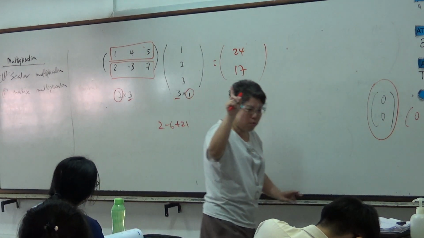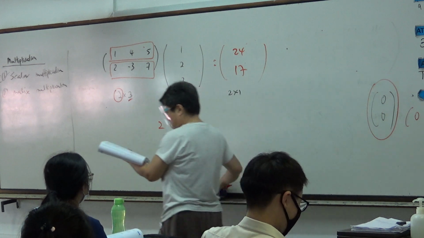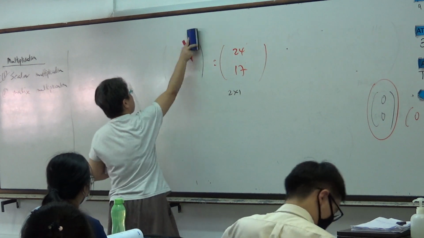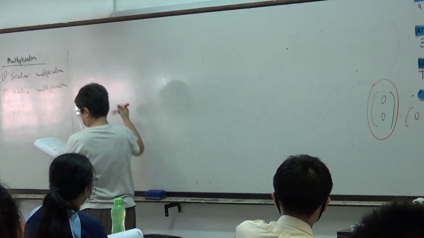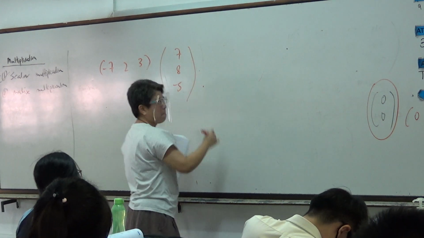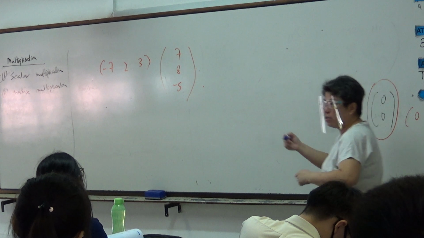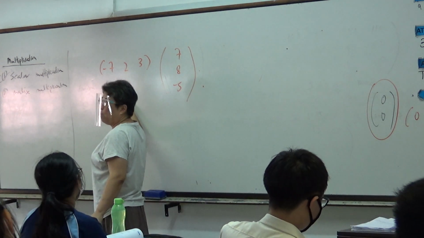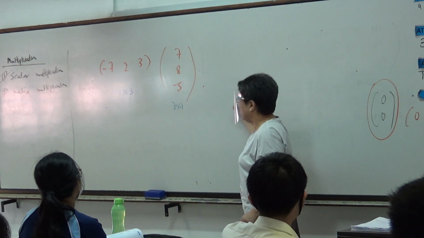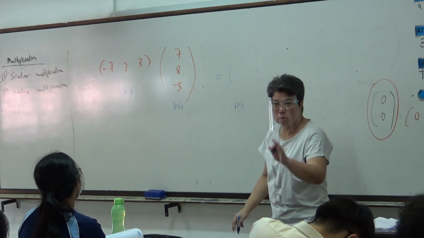Okay. You try one for me now. And you tell me what is this. You must check whether can multiply or not first. What is this? 1 by 3. What is this? 3 by 1. What's the final answer? 1 by 1. What do you mean by 1 by 1? There's only got one answer.